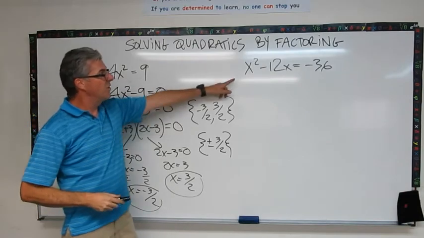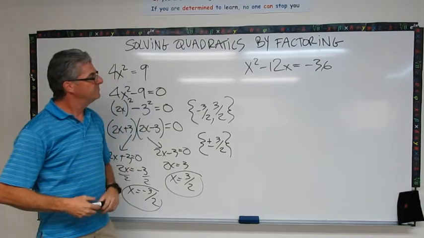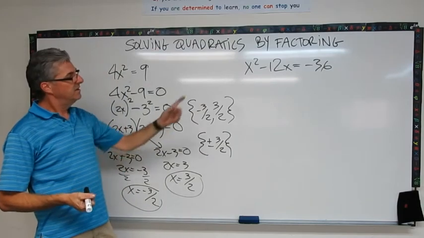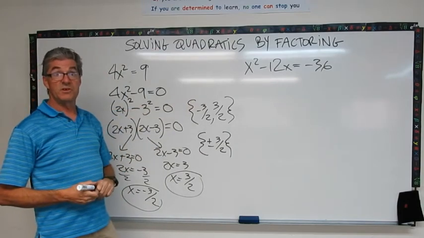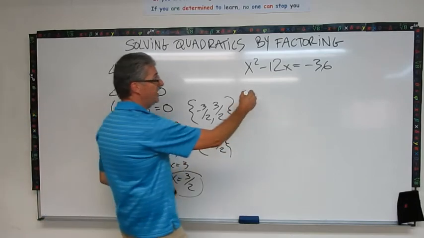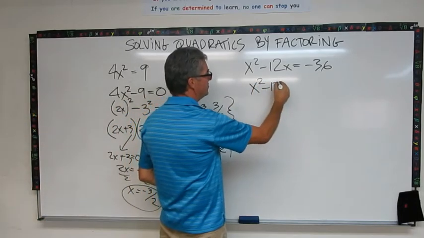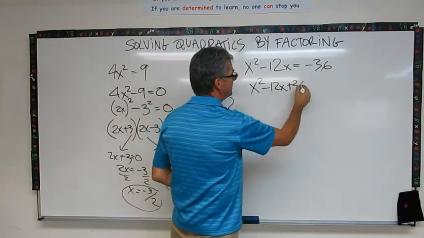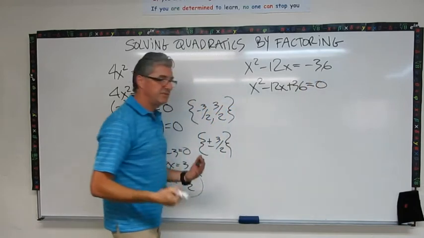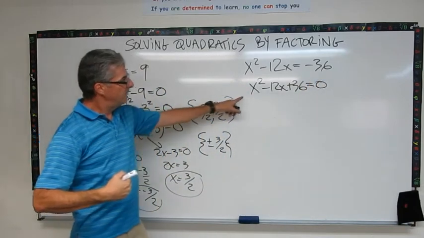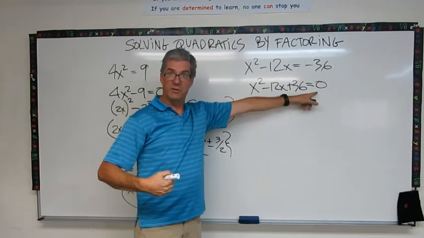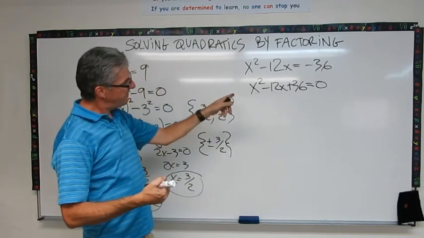Okay, I moved it over a little bit just so we have a bit more room. So let's take a look. I don't have one side equal to 0. So I'm going to add 36 to both sides. X squared minus 12x plus 36 equals 0. Okay, so now I've got my expression on one side with a 0 on the other. And now I need to look at factoring this.